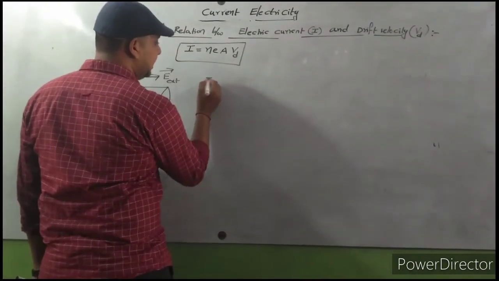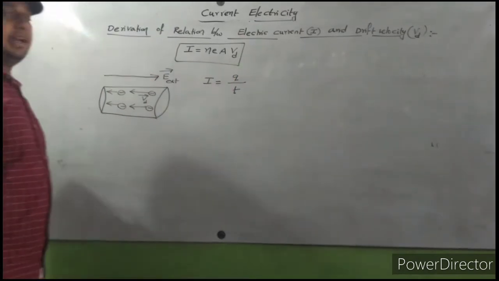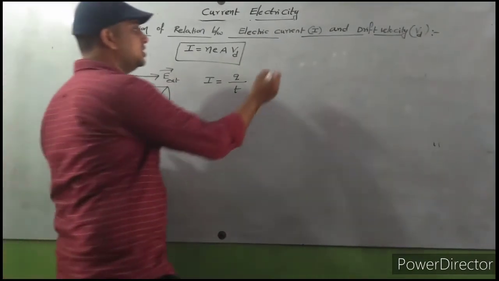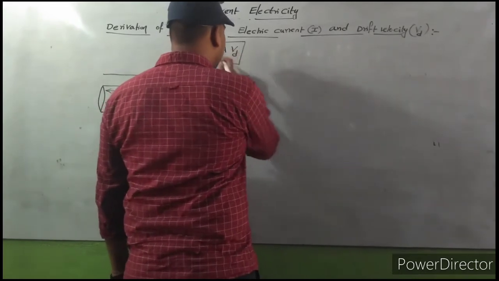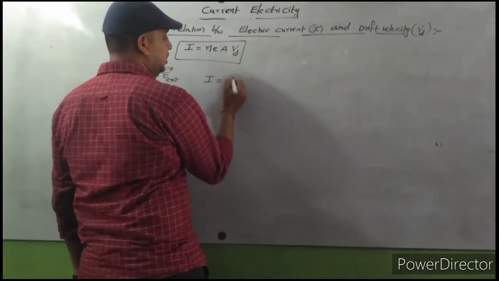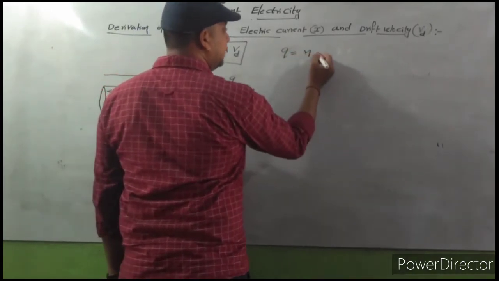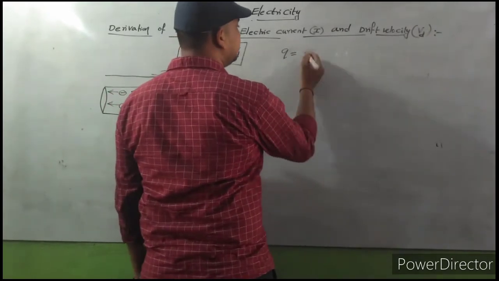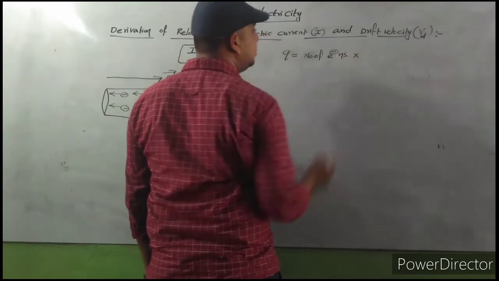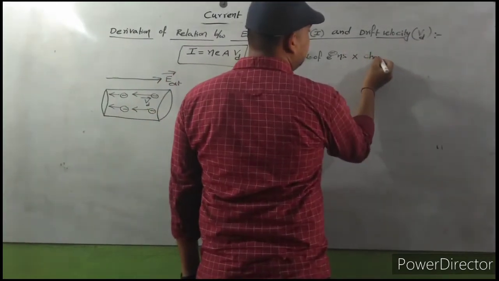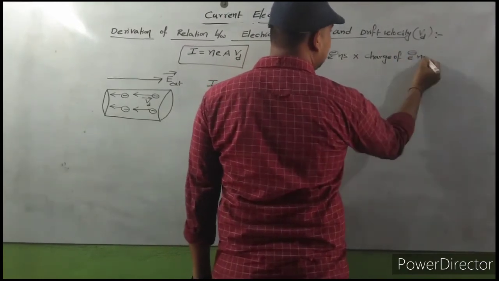Generally, I want electric current. Electric current formula, charge by time. So we are finding first charge. Charge by time, so we consider Q by t. Here Q is nothing but number of electrons into charge of electron.